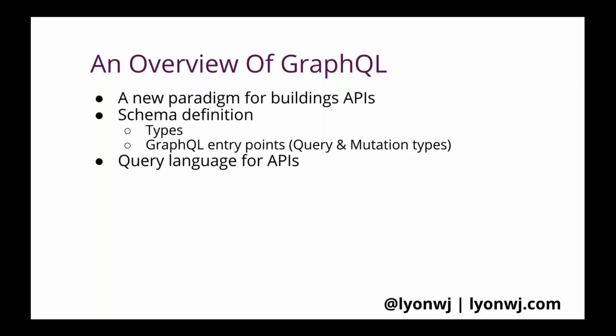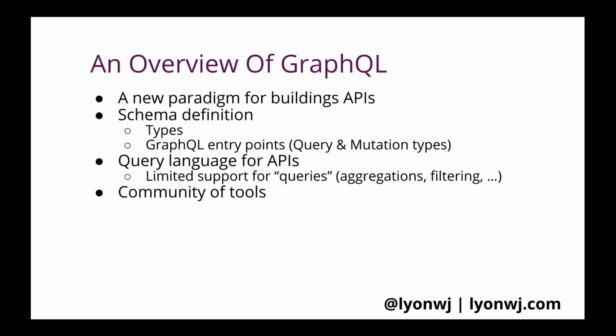GraphQL is a query language for APIs, not a query language for databases. GraphQL itself has fairly limited support for what we would think of as queries, like aggregations and filtering. Instead, it allows us to select data that's available from an existing schema.